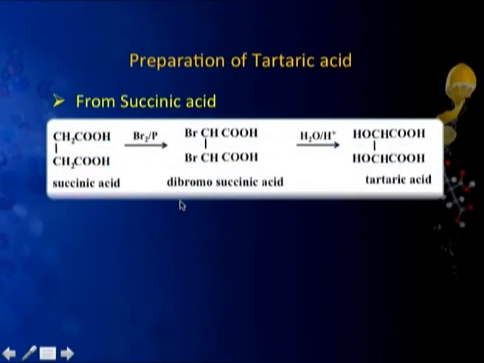Then it can be synthesized chemically from succinic acid. Succinic acid is subjected to the Hell-Volhard-Zelinsky reaction, and with more bromine we get dibromosuccinic acid, and when this is hydrolyzed, we get tartaric acid.